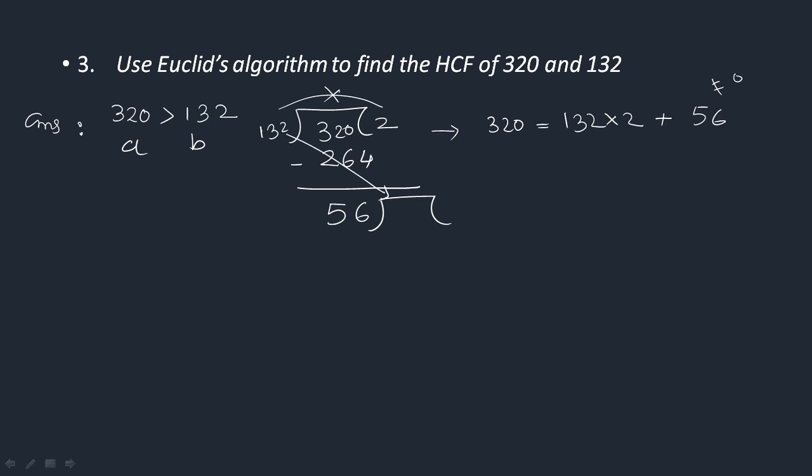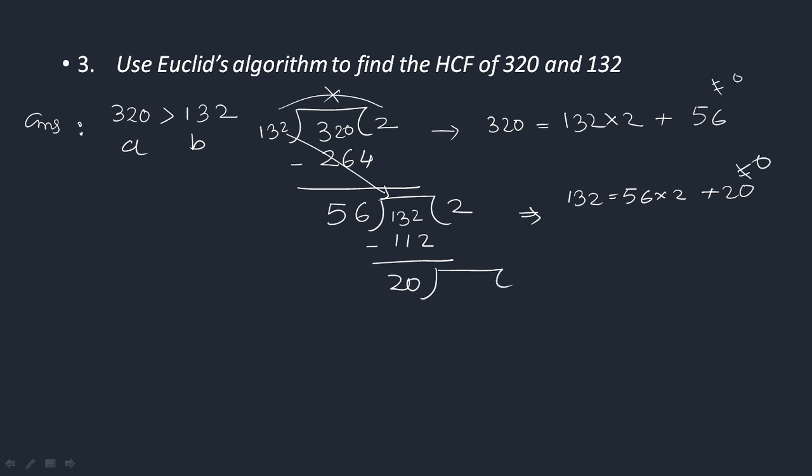So here 132, in place of the divisor, becomes the dividend in the next step. So 132 divided by 56, we have 2 times as the quotient. So it is 56 into 2, that is 112. When it is subtracted, we have the remainder 20. Again 20 is not equal to 0, we have to check that. So we can write in the form of the theorem, 132 is equal to 56 into 2 plus 20, where 20 is not equal to 0.